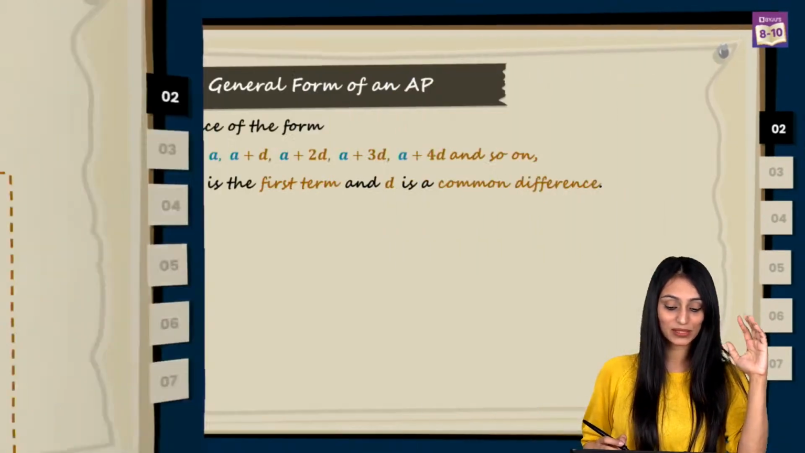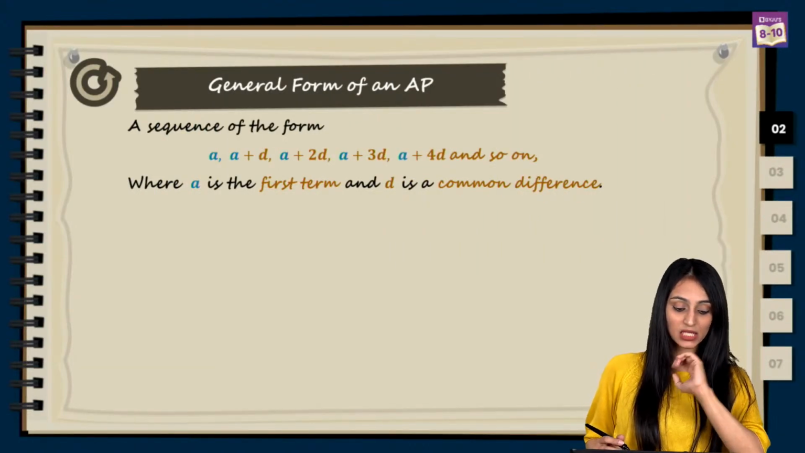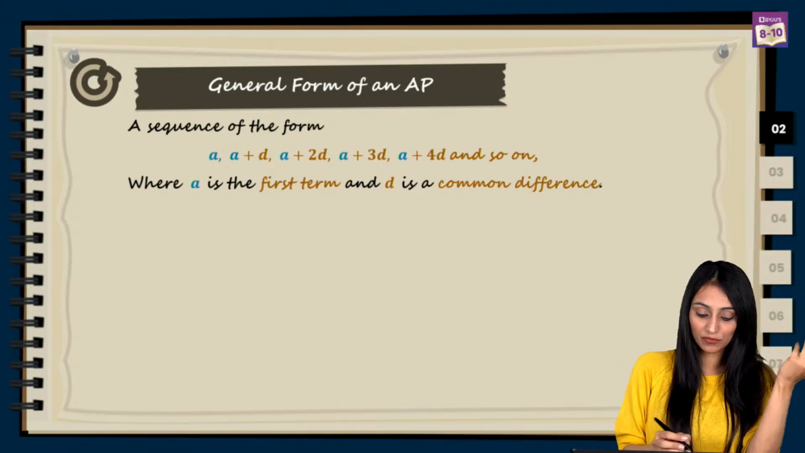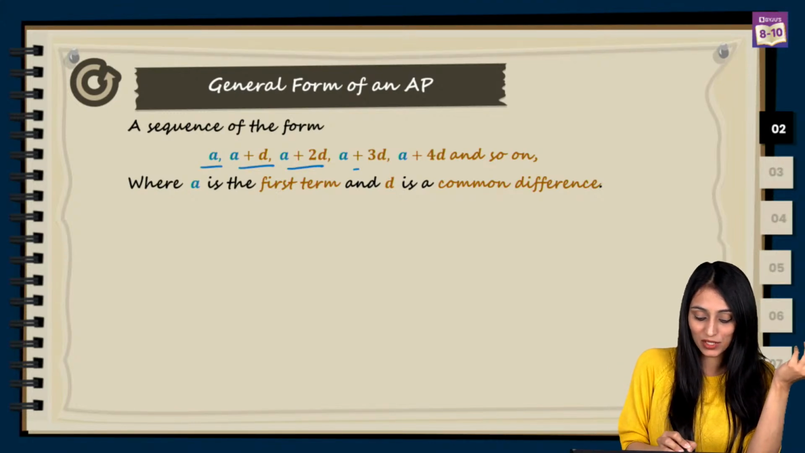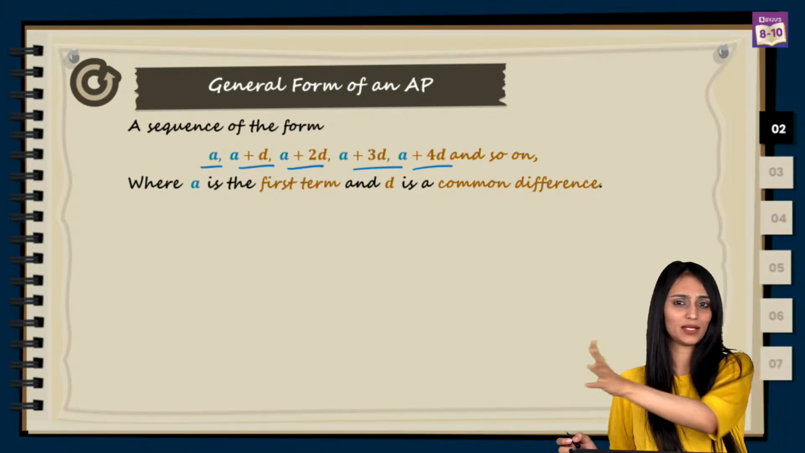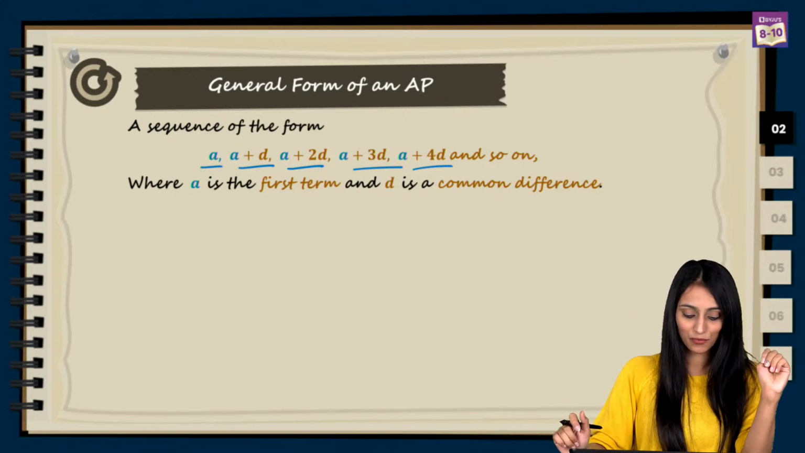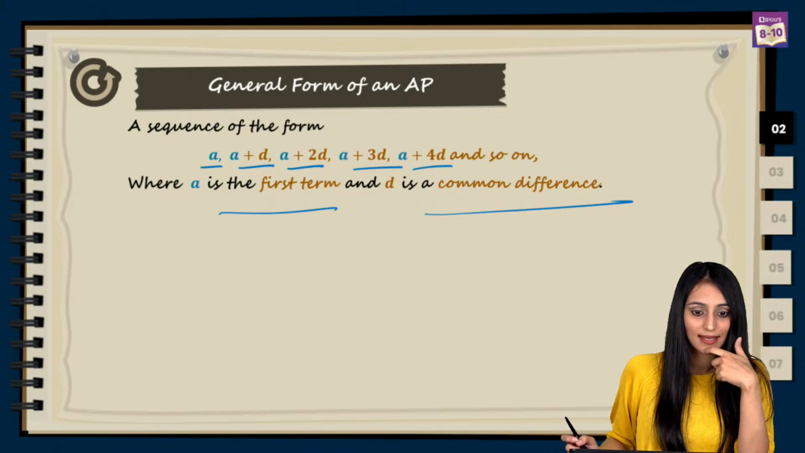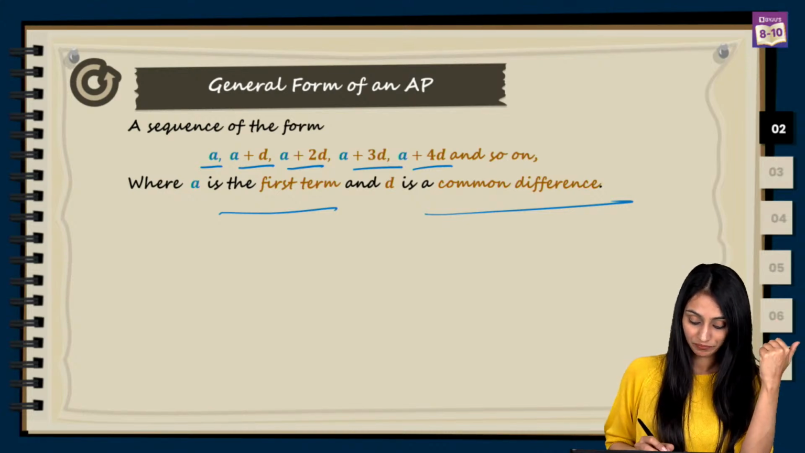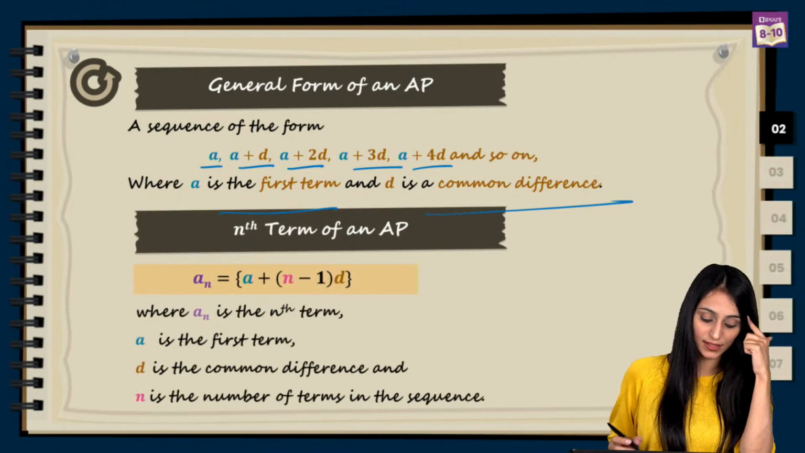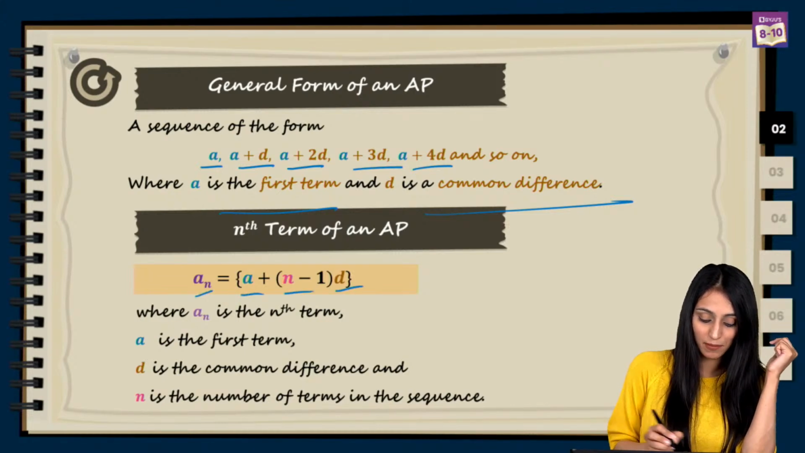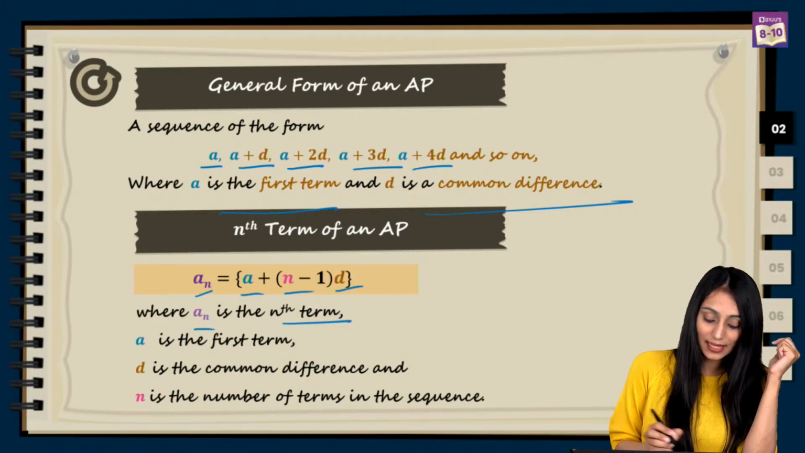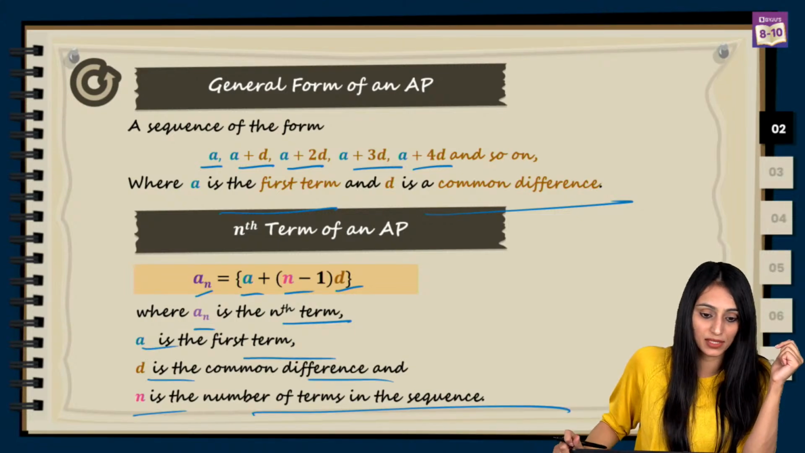Now we will talk about the general form of an AP, right? So when we talk about the sequence of the form, it's basically a, a plus d, a plus 2d, a plus 3d, a plus 4d, and so on, right? That's the general form, where a is the first term and d is the common difference. Okay. So when you talk about the nth term, what is the nth term? That's a_n is equal to a plus (n minus 1)d, where a_n is the nth term, a is the first term, d is the common difference, n is the number of terms in the sequence.